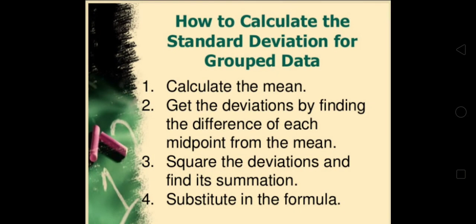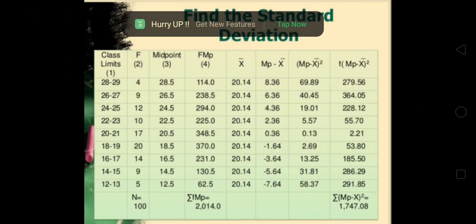Second, how can we calculate standard deviation in grouped data. First of all, again we have to calculate the mean, get the deviations by finding the difference of each midpoint from the mean, then square the deviation and find its summation, and substitute in the formula. This is the way how we can apply this.